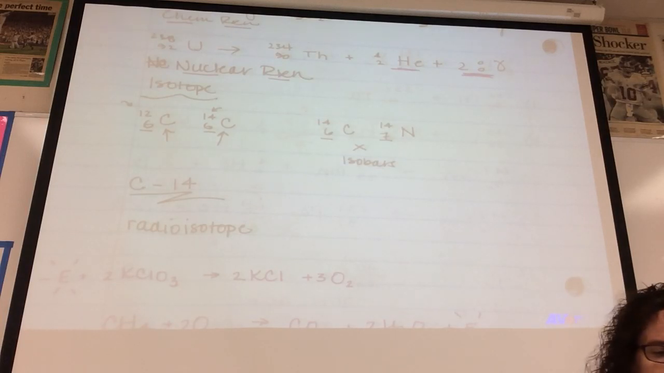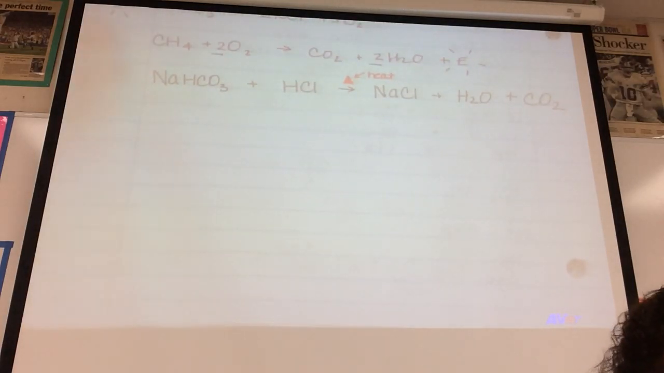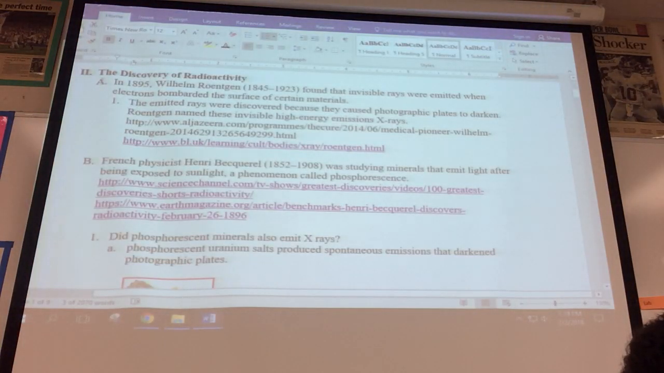Just a very brief overview in regard to how radioactivity was discovered. The earliest discovery came prior to the 1900s. It's in 1895. Roentgen actually found that invisible rays were emitted when electrons bombarded the surface of certain types of material. And these rays were discovered because the photographic plates would darken, and this led to the very first X-rays. So the invisible high energy emissions are actually X-rays.